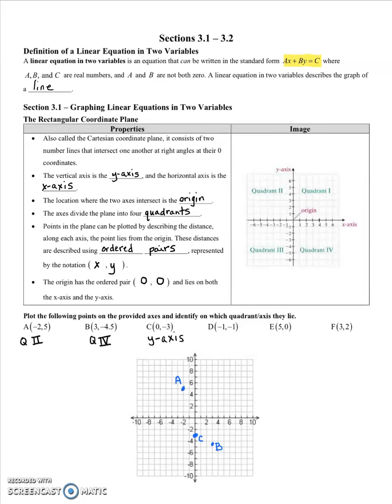Okay, I think you guys should pause the video here and try to do D, E, and F on your own, and then you can restart the video and see if you got it right. So D is (-1, -1). So we start at the origin, left 1 and down 1. So it's right there. And that is in quadrant 3.